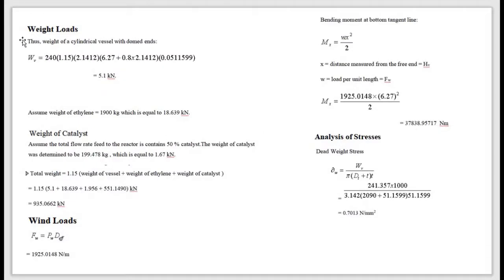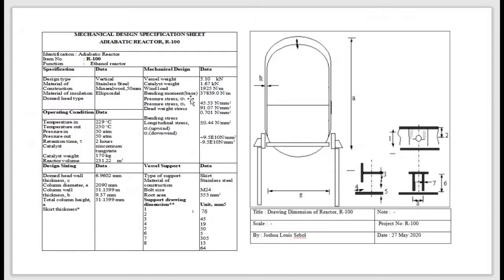Then the next one, we find the weight load, the weight of the catalyst, and the wind loads. All these steps we are referring based on the book, Chemical Engineering volume 6. And then after we find the weight of the cylinder vessel, the weight of ethylene, and the weight of the catalyst, we total it up, and then we got this value. This value is represented here in the table.